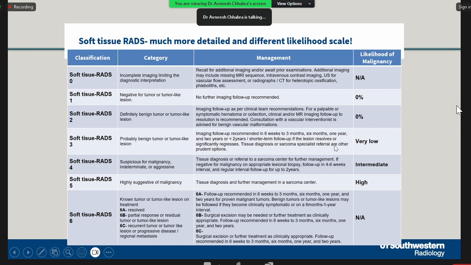And then we also have tissue diagnosis of sarcoma or other prudent options, which means that if you wanted to get a tissue diagnosis, if you're very concerned, you're flexible to do that. Some people do that who do not have much training in radiology or are not very confident or are early in their career. They still want to get this done. So it's got more flexibility and is otherwise very similar to what you saw. So you have 6 A, B, C here.